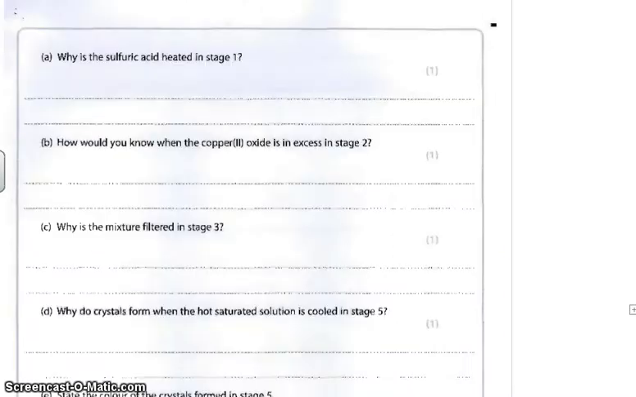So, as question number 1, why is sulfuric acid heated in stage 1? So the reason it's heated in stage 1, okay, so why would we heat something up? So it's to increase and speed up the reaction. And how does it do that? It does that by overcoming the activation energy.